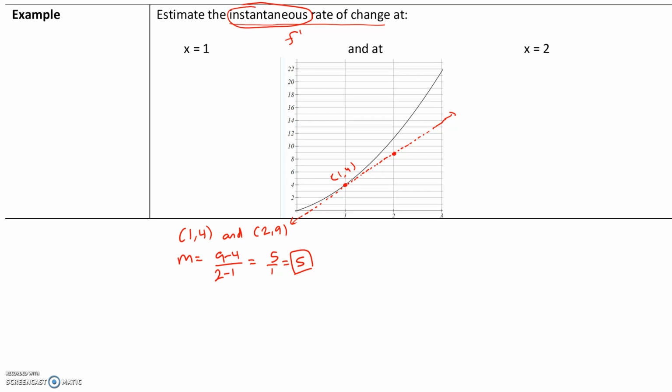Okay, let's find the slope of the tangent line at the point x equals 2. So let me change the color here.